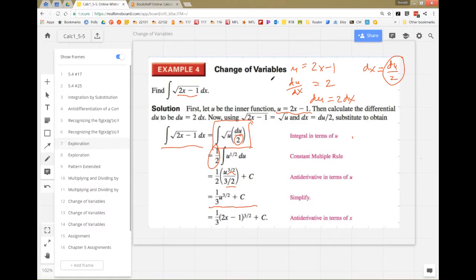So there's my integral. But now you don't want the integral in terms of u, so you substitute backwards. What do you plug in for u? You plug in that original value of 2x minus 1. Integral complete. This is called the change of variables, and this is probably the one thing that's going to take a little while to get used to.